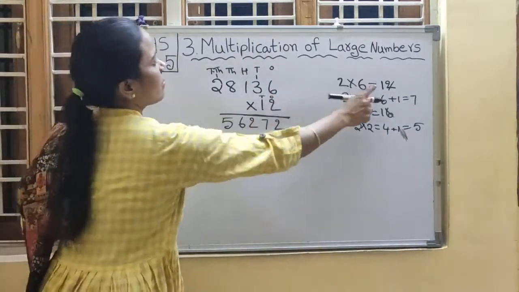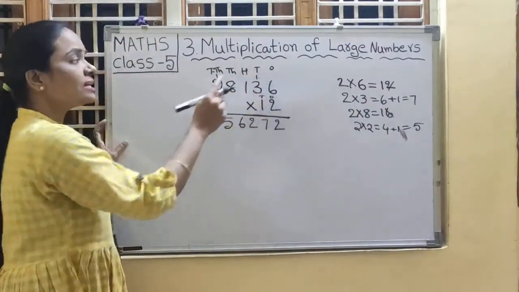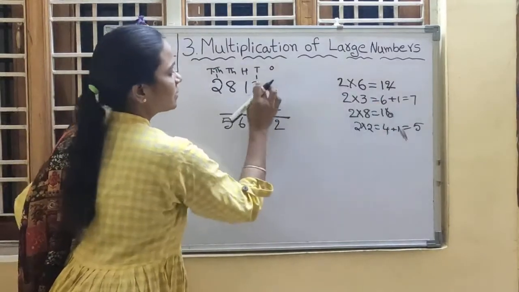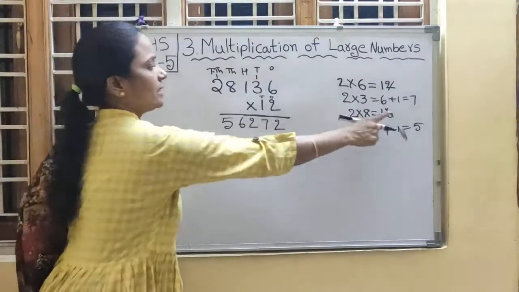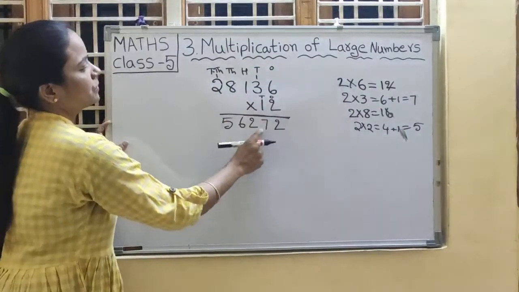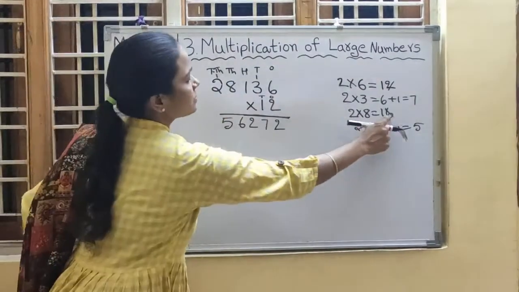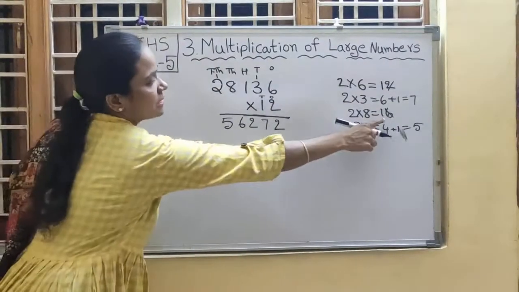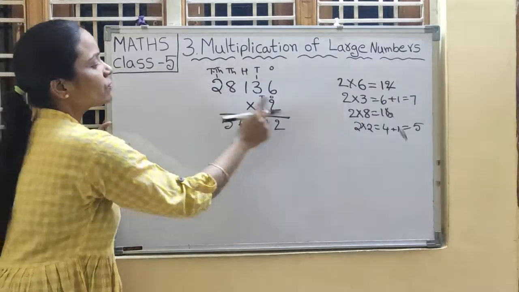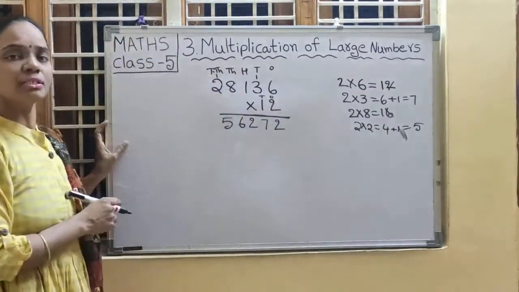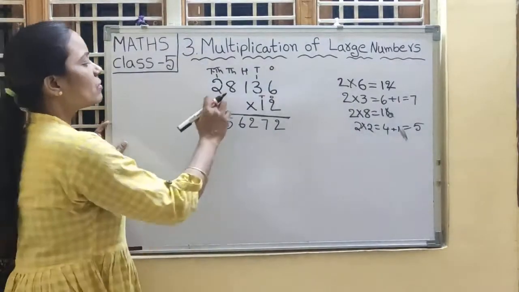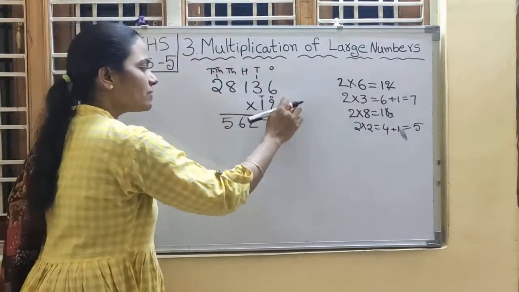2 sixes are 12. 2 right here, 1 is the carry over, forwarded to the tens place. 2 threes are 6. But what is the carry over? 1. 6 plus 1 is 7. So write 7 at the tens place. 2 ones are 2. Next, 2 eights are 16. So 6 write at the thousands place, and 1 is the carry over, forwarded to the 10,000s place. 2 twos are 4. But carry over is how much? 1. So 4 plus 1 is equal to 5. So the whole number is multiplied by the ones place digit.